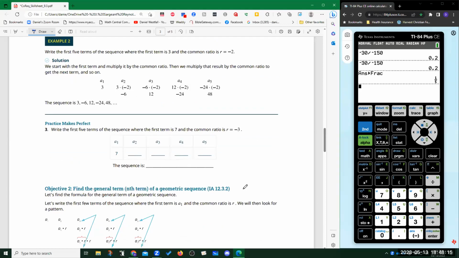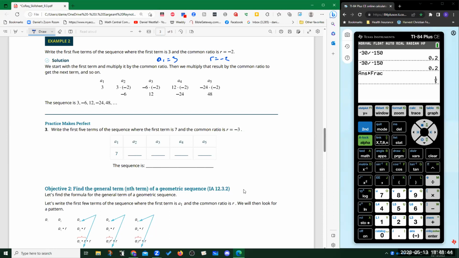In example 2, we're going to find the first 5 terms of a sequence whose first term is 3. That means a1 equals 3 and r equals -2. So 3 times -2 is -6. Then that -6 is going to go there, times that -2 is 12. 12 times -2 is -24. -24 times -2 is 48.